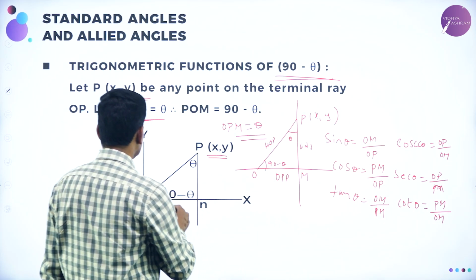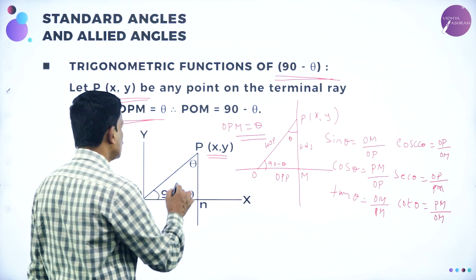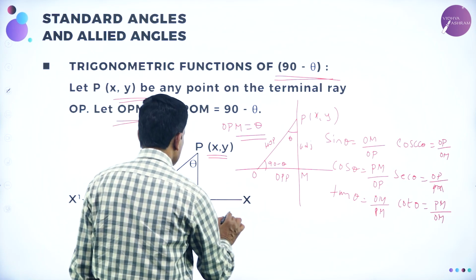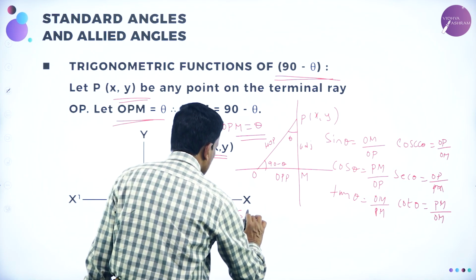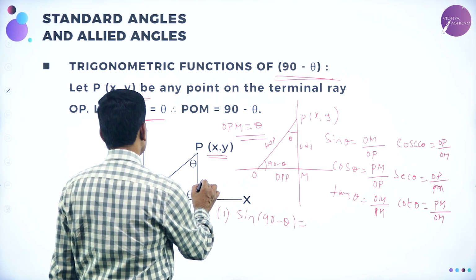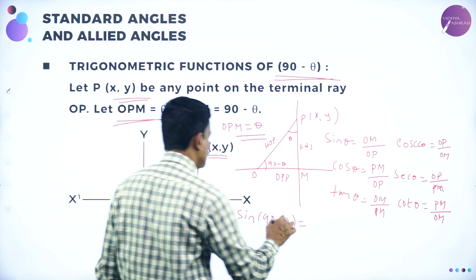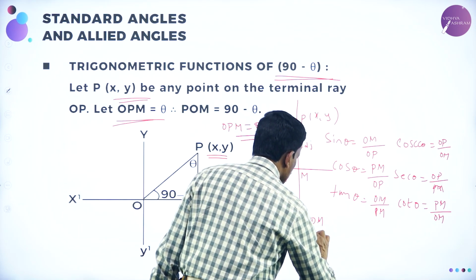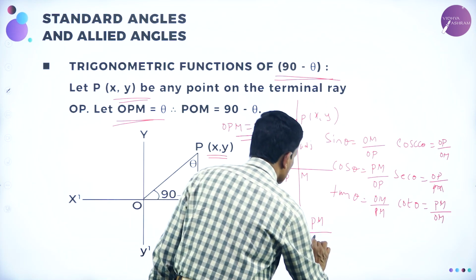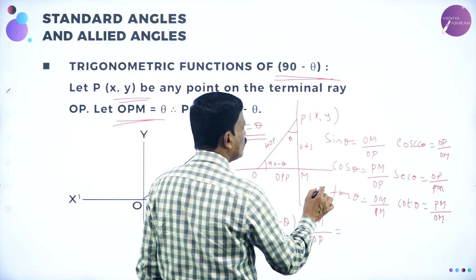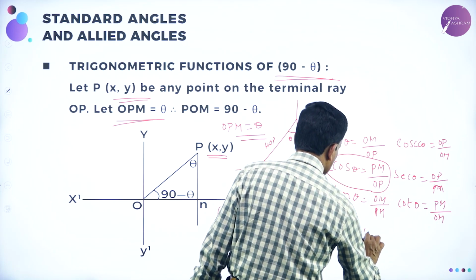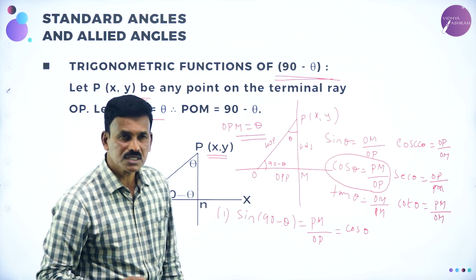Now, if theta is replaced by 90 minus theta, from this triangle, what is sin of 90 minus theta? Sin 90 minus theta is opposite by hypotenuse, that is PM divided by OP. What is PM by OP? PM by OP is equal to cos theta. See, sin 90 minus theta is cos theta.